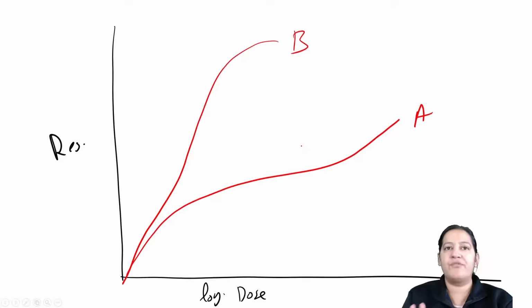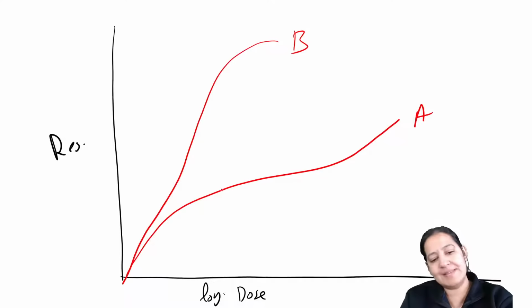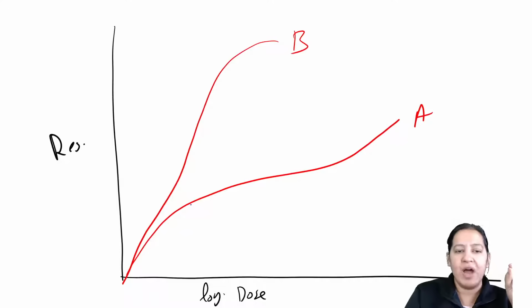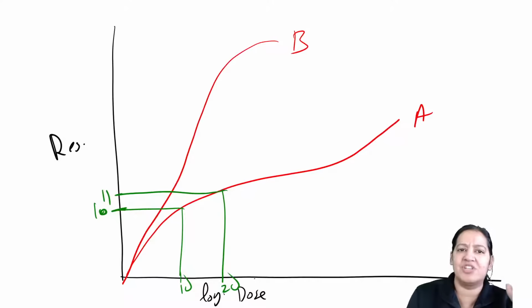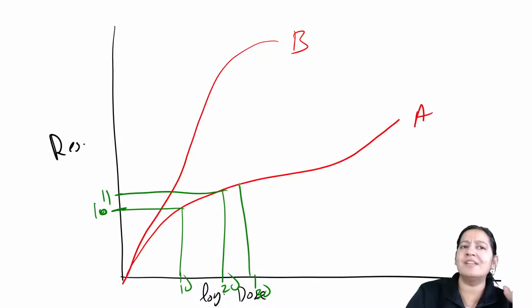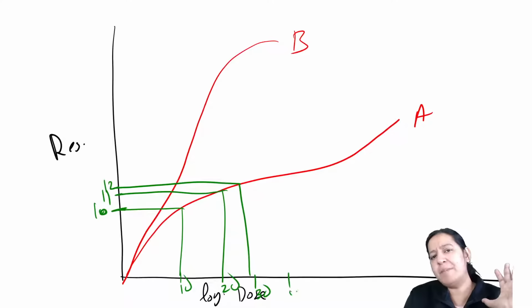So what is the difference between them? Let's talk about drug A first. Whenever I am giving 10 milligram, this is the response, 10%. Whenever I double the dose to 20, the response instead of 10 is just 11, or 10 only. Hardly the response is changing. At 30 also, it is 10, 11, 12%. I'm increasing the dose, but the response hardly changes.